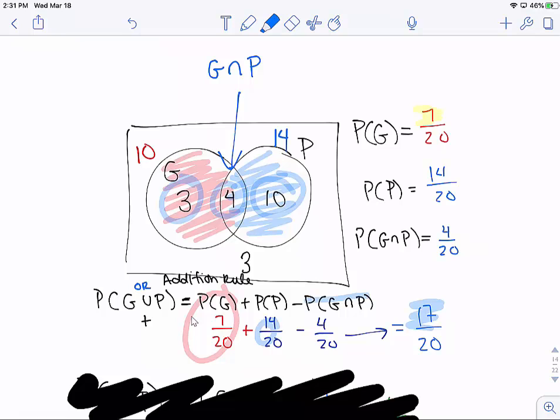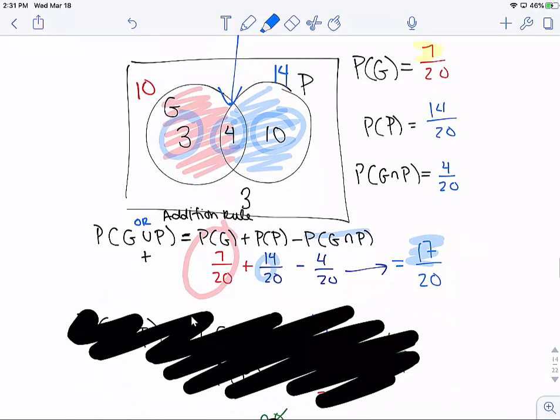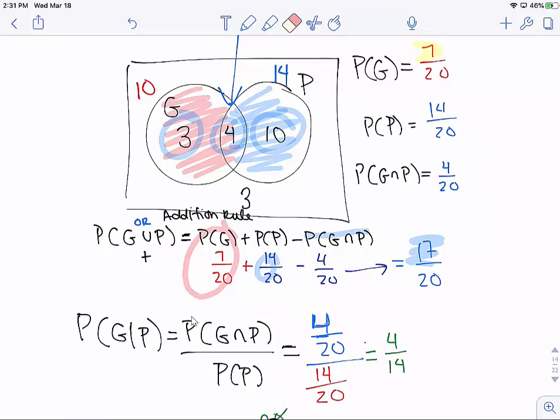Now let's go back to the conditional that we just did with the Roadrunner. If you look at that, what is the probability that they have a garage given we know they have a pool? So that is garage and pool over pool.